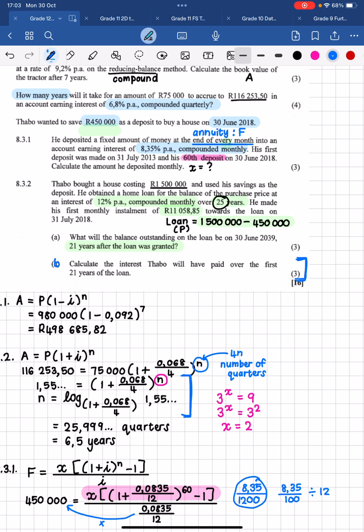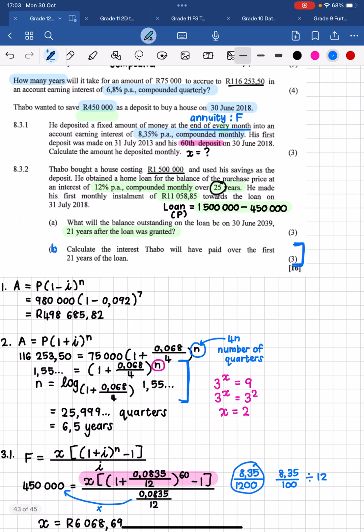Now guys, Thabo has paid a huge amount over the 21 years, right? Because they're talking about the 21 years. He has paid a huge amount, right? They are now asking us how much of what he paid was actually interest. In every payment that you make, a certain portion goes towards the interest and the other portion goes towards the capital, so the actual loan amount. Now, how do we get the difference between the two?